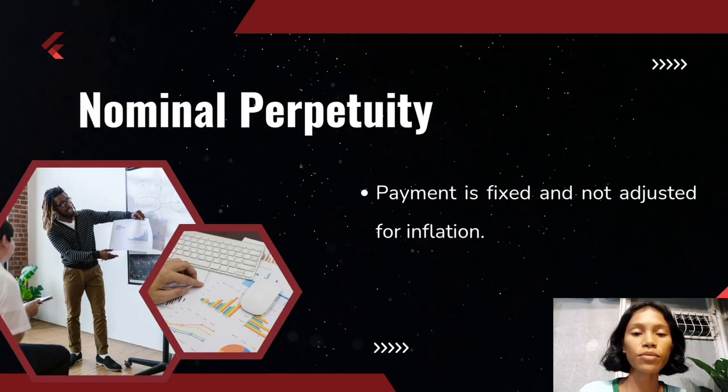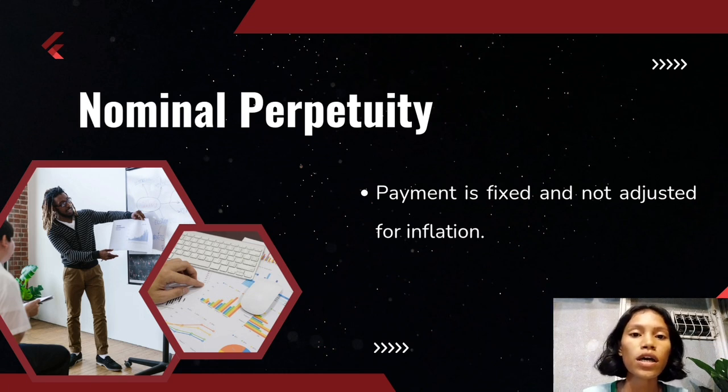Next is the nominal perpetuity. So payment is fixed and not adjusted for inflation. So if in the real perpetuity the payment is adjusted for inflation, kabaliktaran si nominal perpetuity because the payment is fixed and it is not adjusted for inflation.